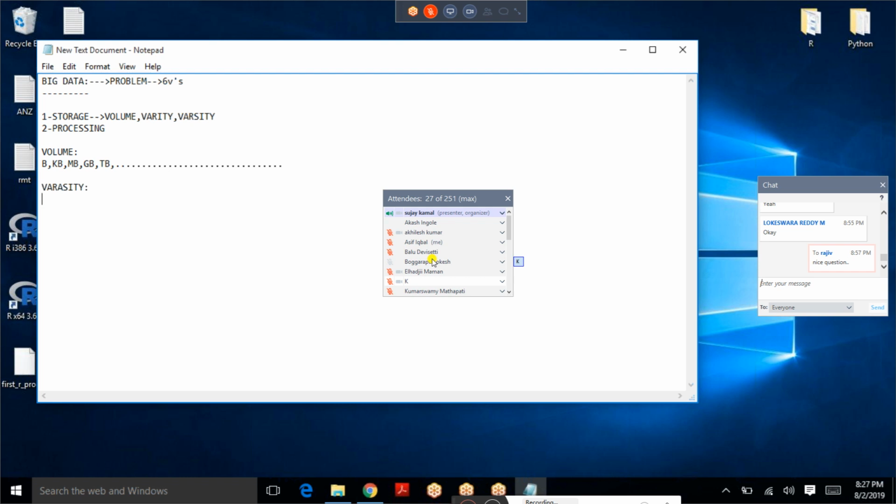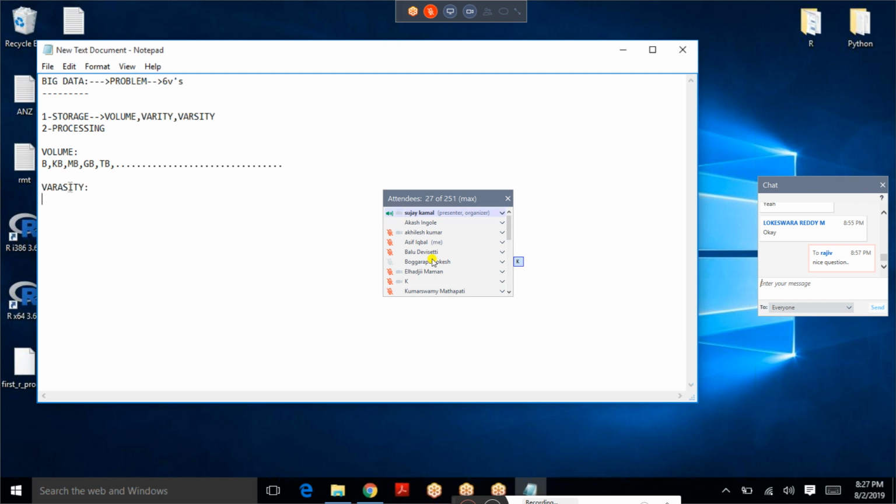Okay, so it doesn't depend on the quantity of data actually. When someone says big data, it's not about the quantity. It's about the storage as well as the processing. So both things come into the picture.